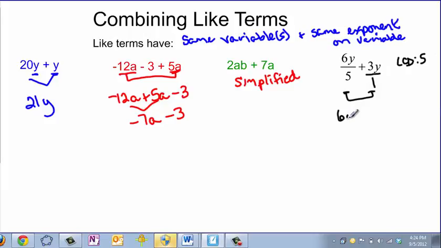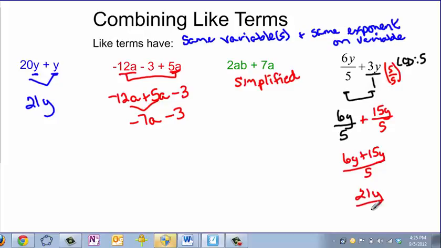So my first fraction gets to stay. It's 6y over 5. But now I have to multiply the 3y over 1 times 5 over 5. Remember, multiply by a factor of 1, that when you multiply the bottom, it gets you to the least common denominator. But if you do it to the bottom, you have to do it to the top. So 3y times 5 would be 15y over 5. Now I have both denominators the same, and I can add the numerators. So 6y plus 15y all over 5, or 21y over 5.